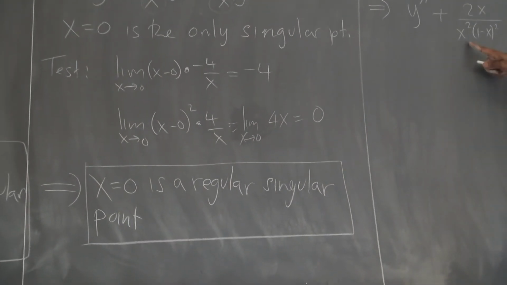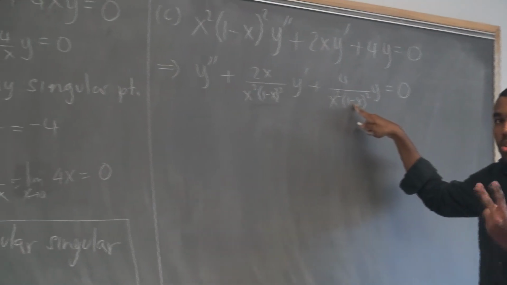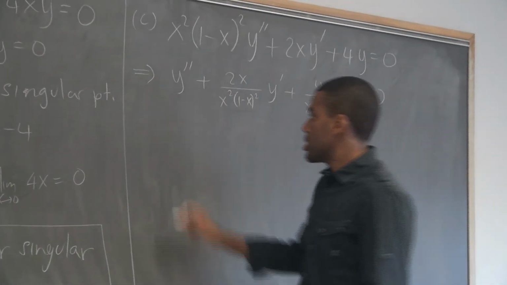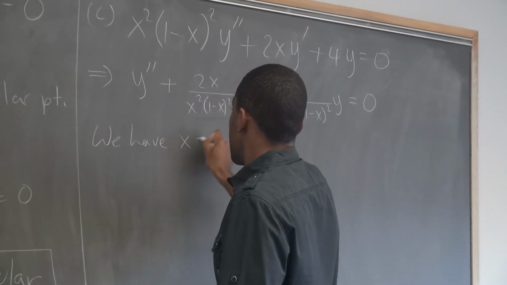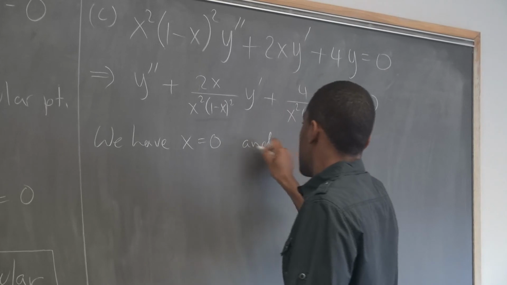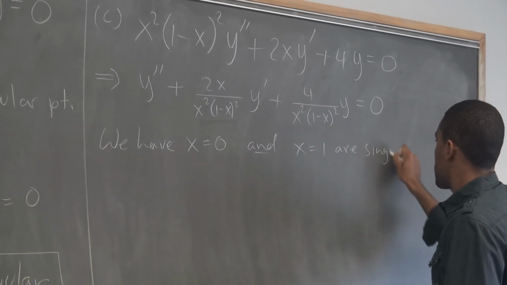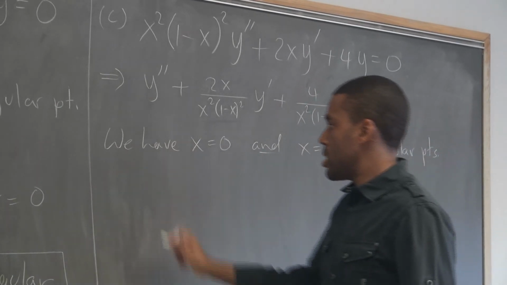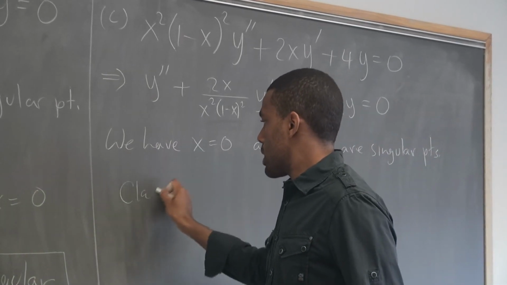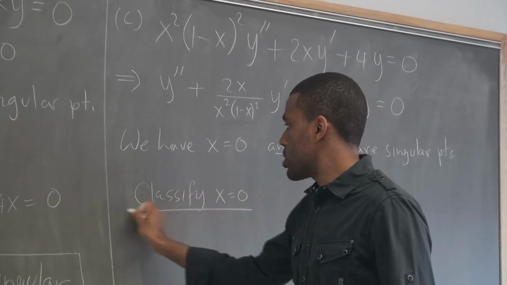Okay, so now look where the denominators are 0. It happens at 0 and 1. So there are two singular points of this guy. We have x equals 0 and x equals 1 as singular points. Let's classify them. You do it one at a time. So let's classify x equals 0.